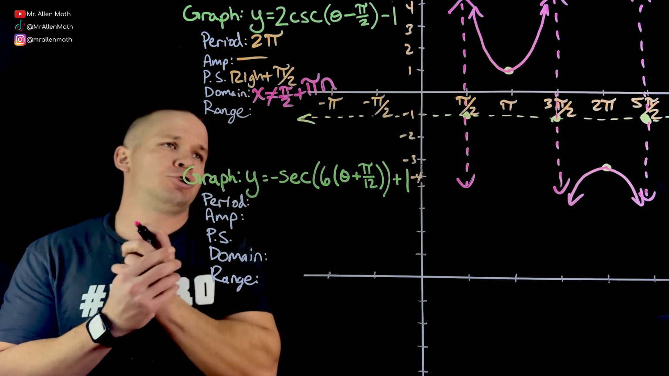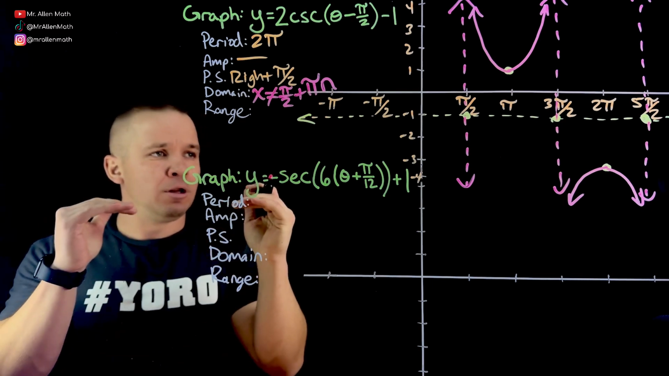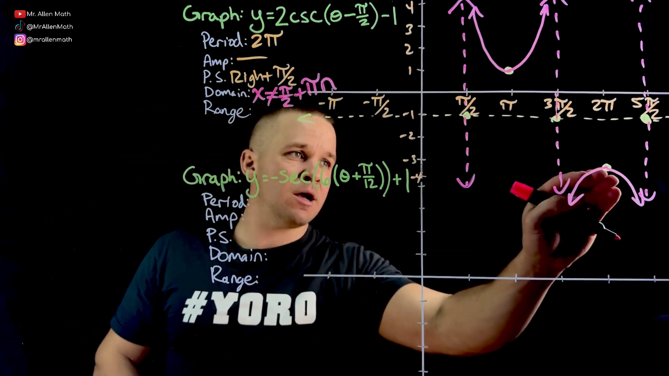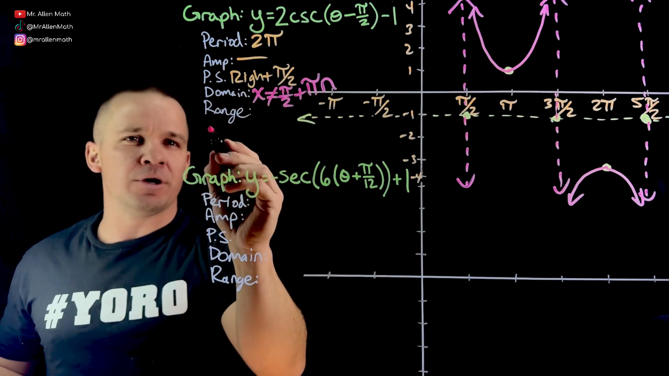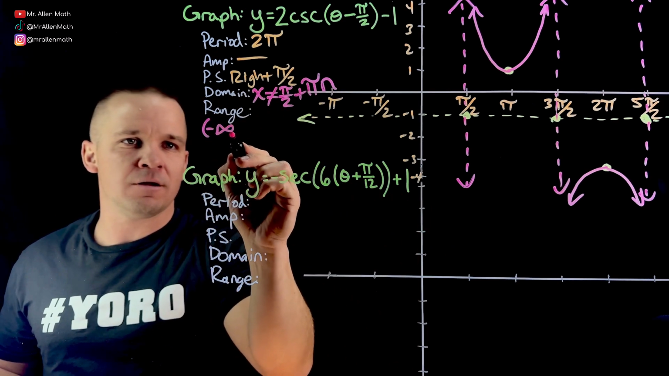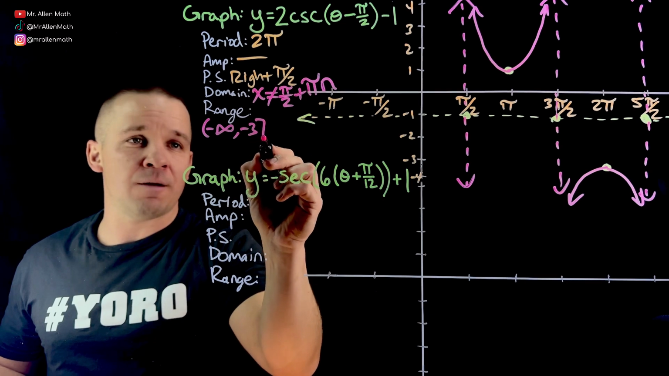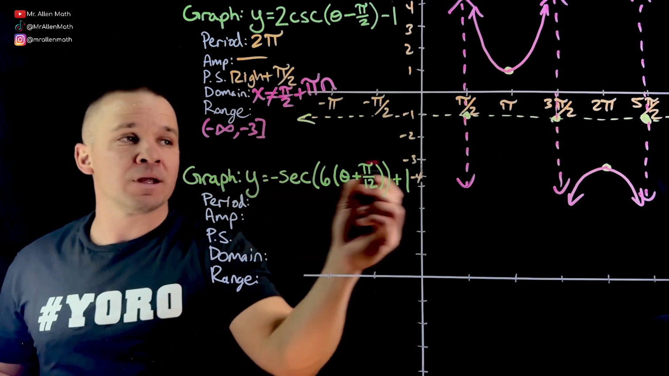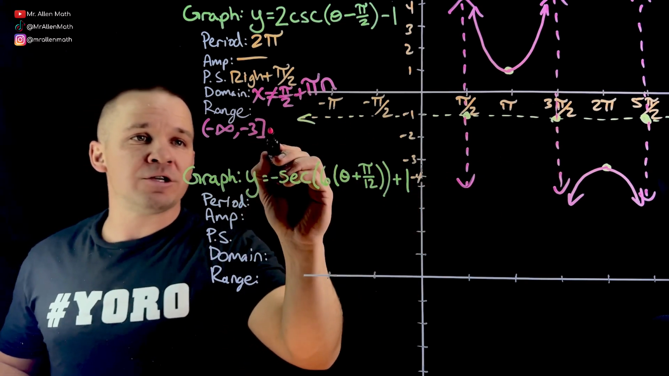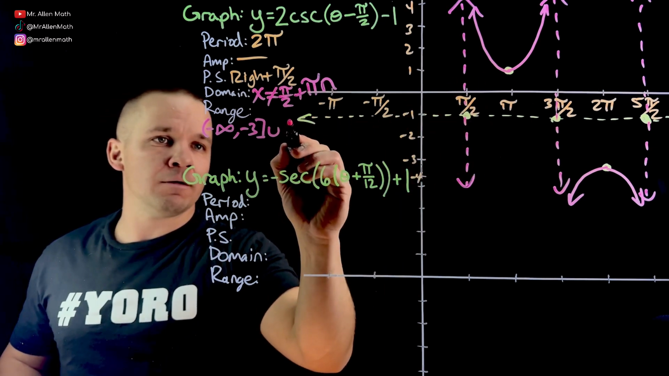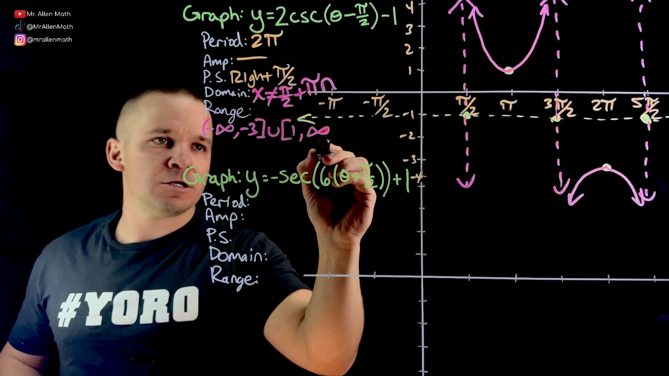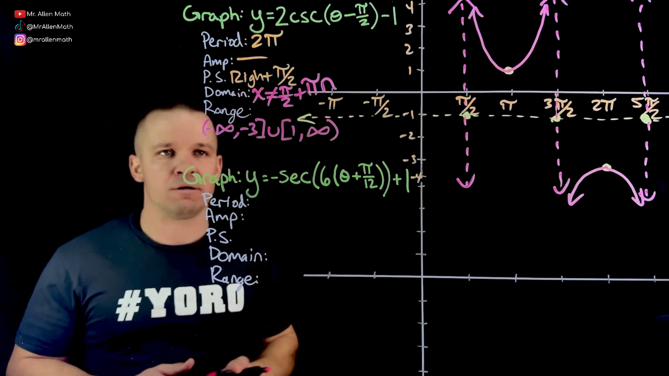Next one, range, my range. Well, I got to be below, it looks like we go up to -3 here, right? So I'm going to write this in interval notation. We're going to have -infinity to -3, and I'm going to include that -3, because it is a point on the graph. Then we jump up all the way to 1, including it to positive infinity. Can't include infinity, right? You can never get there.